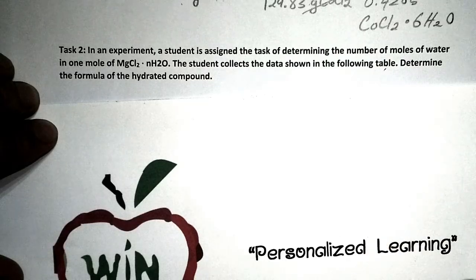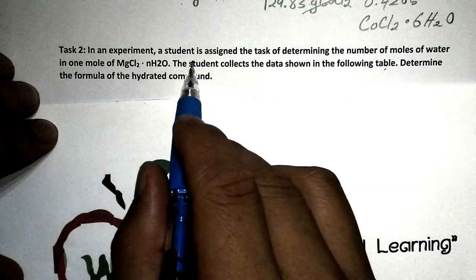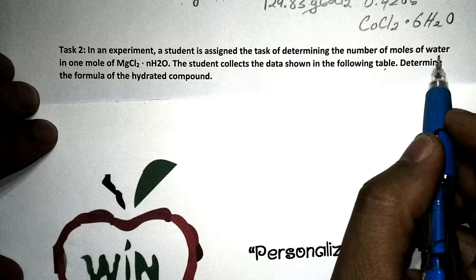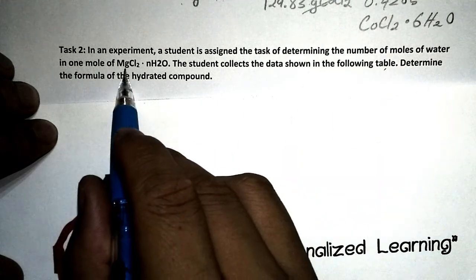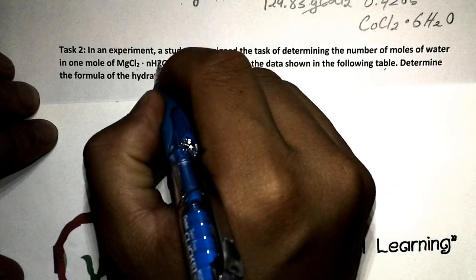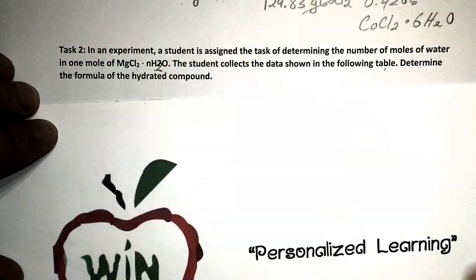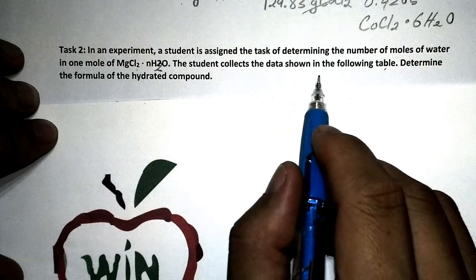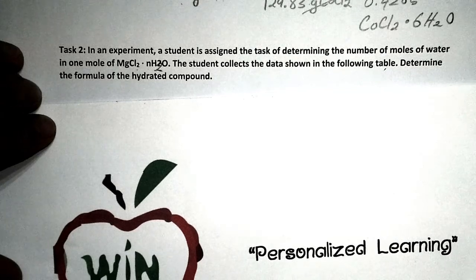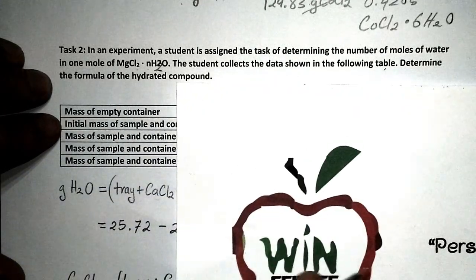Now let's try a more challenging problem. In an experiment, a student is assigned the task of determining the number of moles of water in 1 mole of magnesium chloride, so we have n water molecules right there. This n is supposed to be a lowercase subscript. The student collected data shown in the following table. The experiment is done already, so now we need to analyze the data given to us. Let's look at the data.